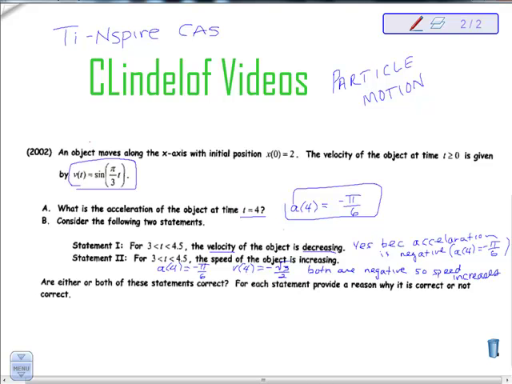Remember that for the question of speed, if we have negative velocity and negative acceleration, we're speeding up. If we have positive velocity and positive acceleration, speeding up. So if the sign of acceleration and the sign of velocity match, we have increased speed. So this is the speed question versus the velocity question.